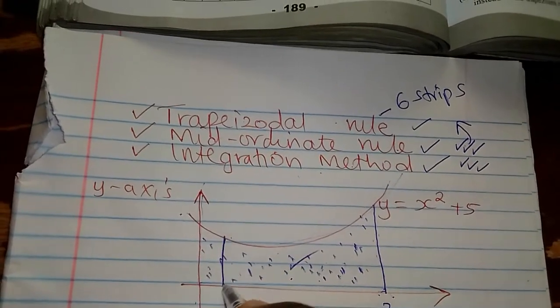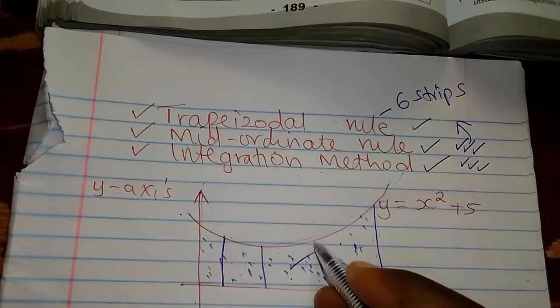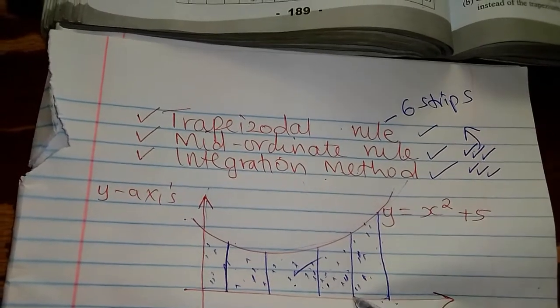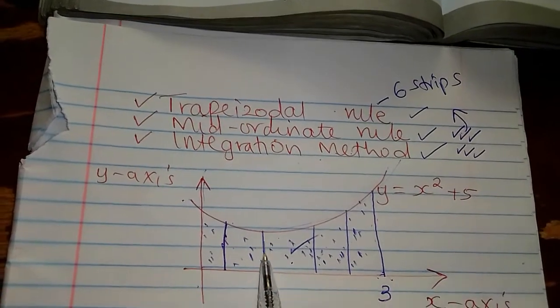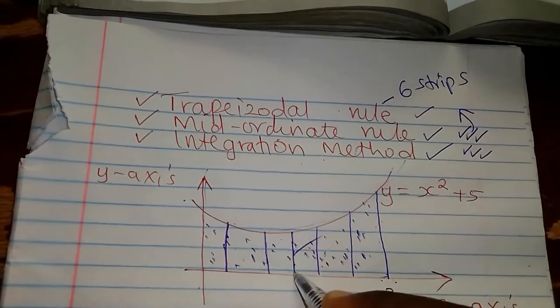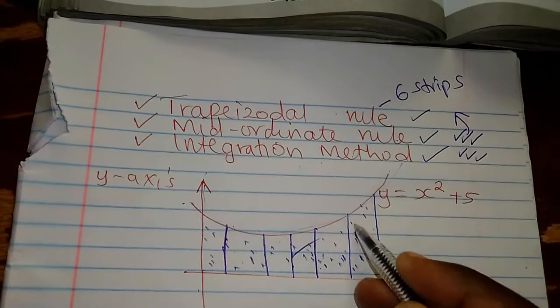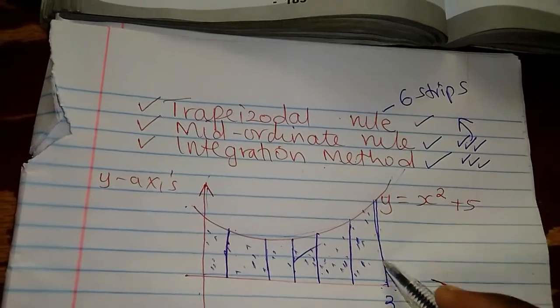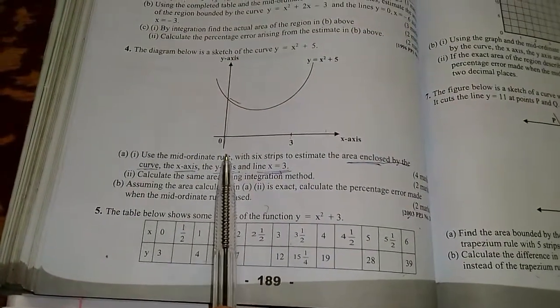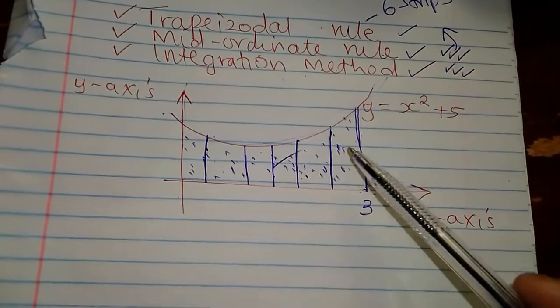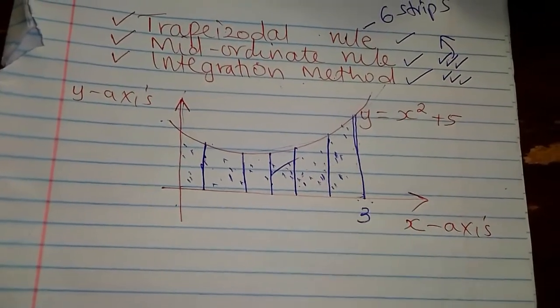So I have 1, I have 2, I have 3, I have 4. So look at that. I have the first strip, the second strip, the third strip, the fourth strip, the fifth strip, and the sixth strip. So I'm using first the trapezoidal rule. The question says use the mid-ordinate rule, but I want to use first the trapezoidal rule to know what I am going to get in as far as the area under this curve is concerned.